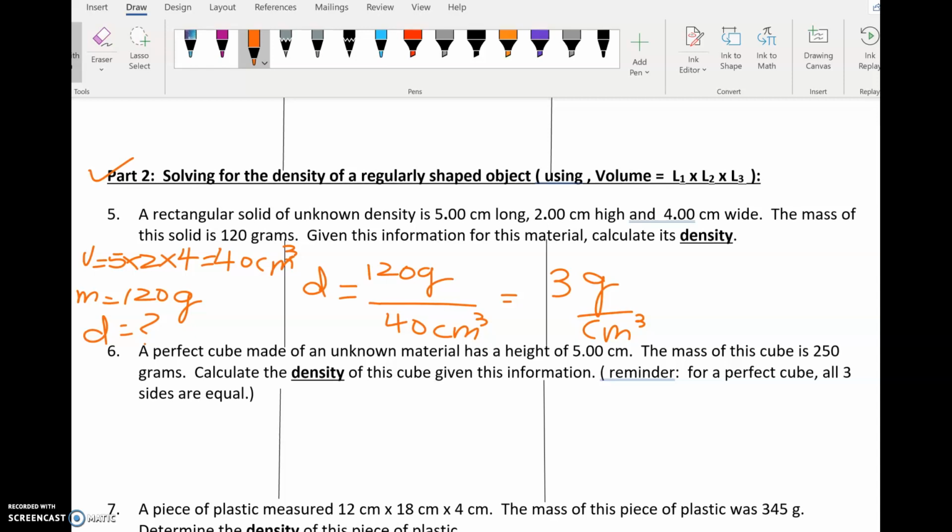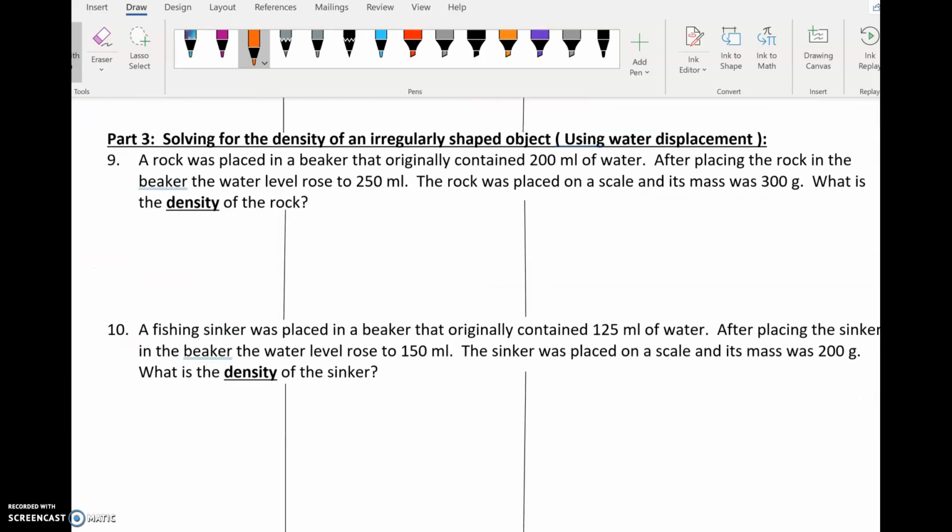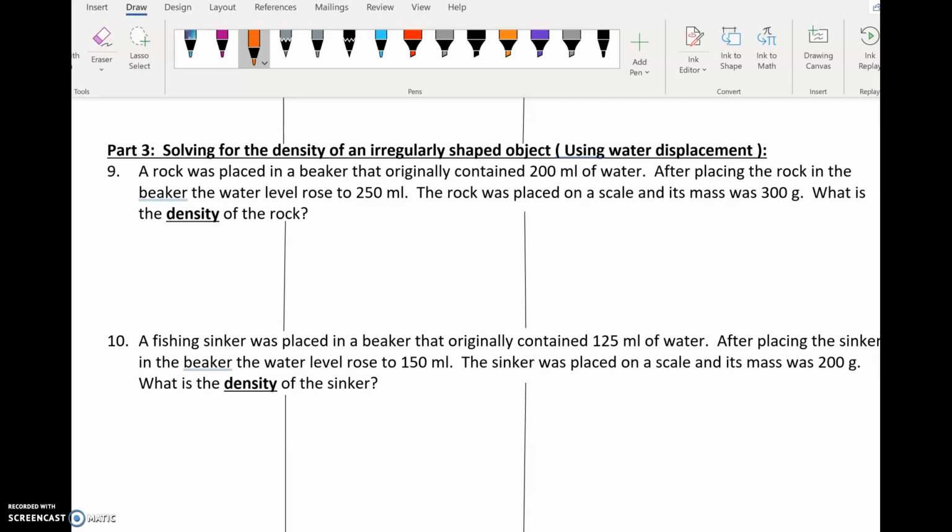It's simple, same way. Let me scroll down here. Part 3, solving for density of an irregularly shaped object. Notice in part 2, it was a regularly shaped object where you have all the length, width, and the height dimensions. Now it's an irregular shape. And if you have reviewed your density notes, you'll notice that there was a water displacement slide with a graduated cylinder. Okay, so I would go back and review that. All right, so it says a rock was placed in a beaker that originally contained 200 mils of water.